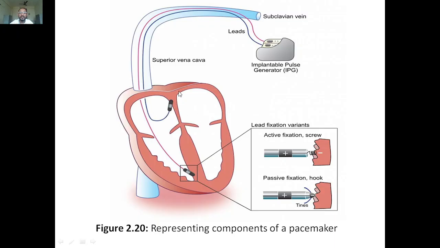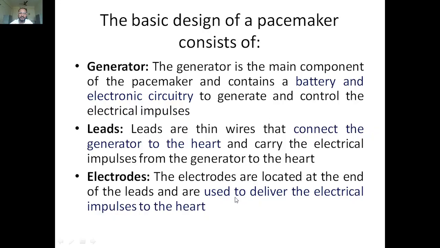Now it has to be transferred to the heart, right? That cannot be done directly. So you should have electrodes, so that whatever impulse has been generated will be delivered to the heart smoothly. They are designed in such a way that the impulse is delivered properly and will not harm the heart. That's why, at the end of the wire or lead, you should have electrodes like this. Active fixation and passive fixation can be done for the delivery of the electrical impulses.